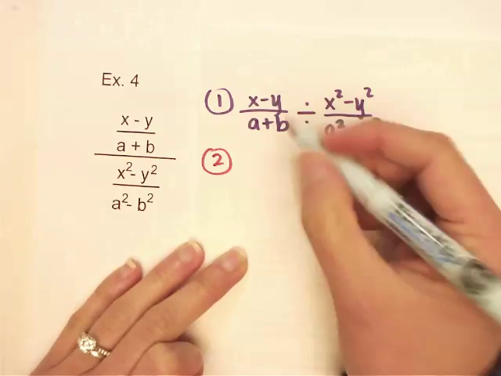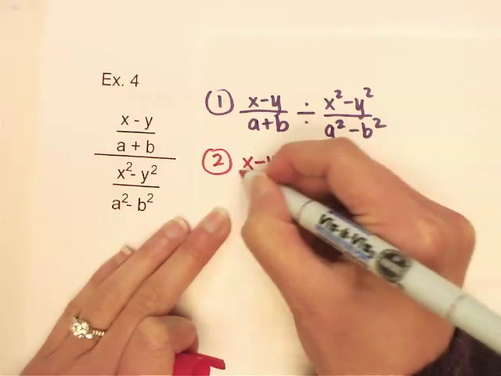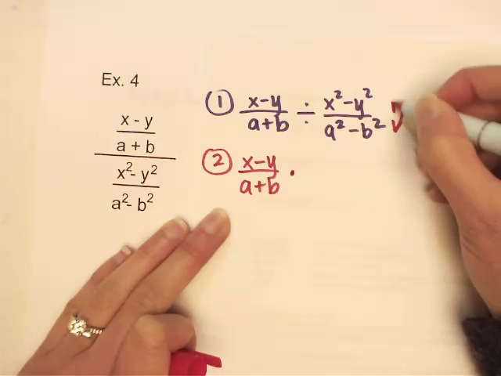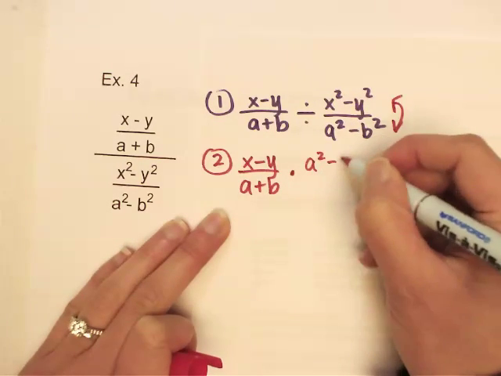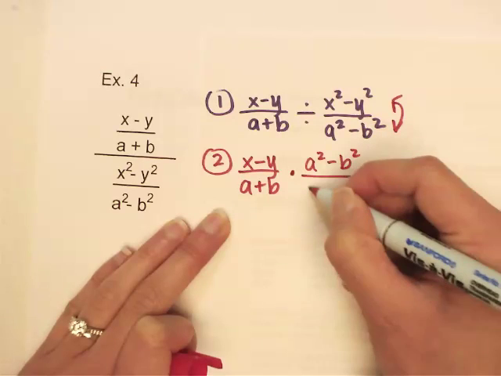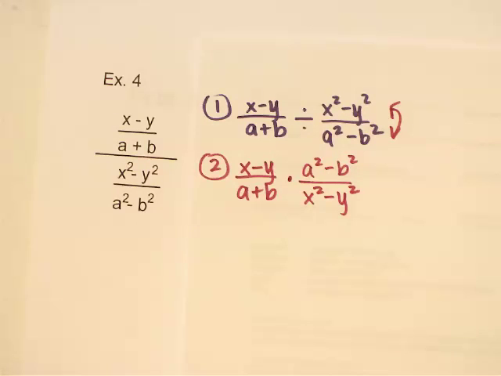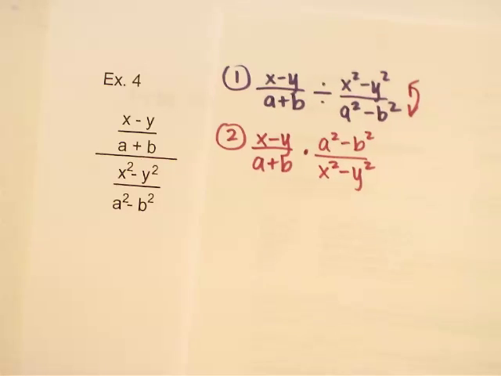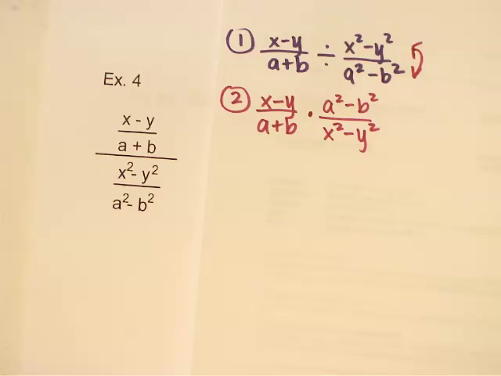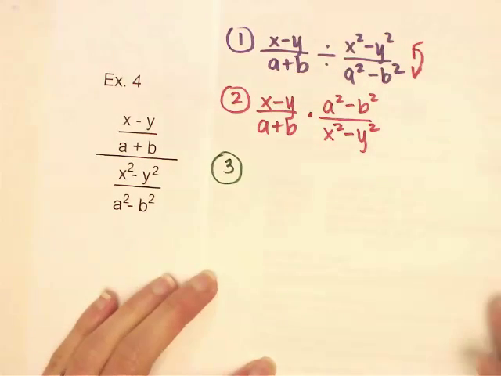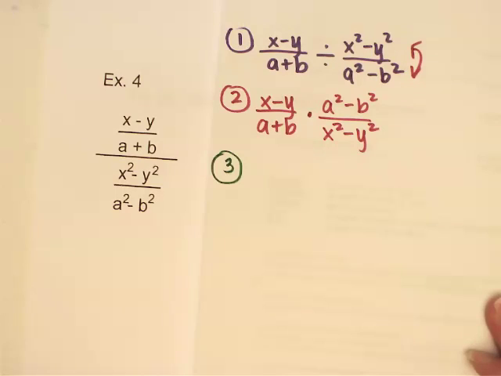Okay, so x minus y over a plus b multiplied by its reciprocal. So that's a squared minus b squared over x squared minus y squared. Okay, and then we can go ahead and multiply and simplify. Remember our steps for multiplying. We want to make sure to factor anything that we can factor here before going ahead with our usual steps.